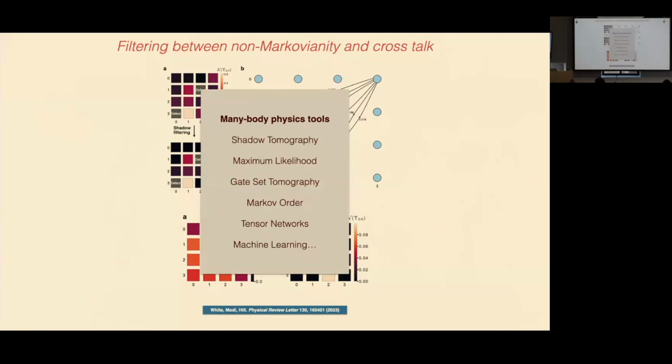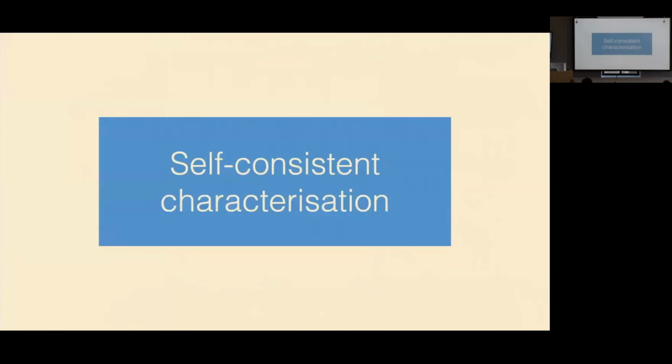Without going into details, what's nice about the whole program is that it allows you to incorporate the usual tools like shadow tomography, maximum likelihood, GST, all of that, because it's just a multi-time completely positive map, right? So the usual tools just need a little bit of manipulation to make it work.